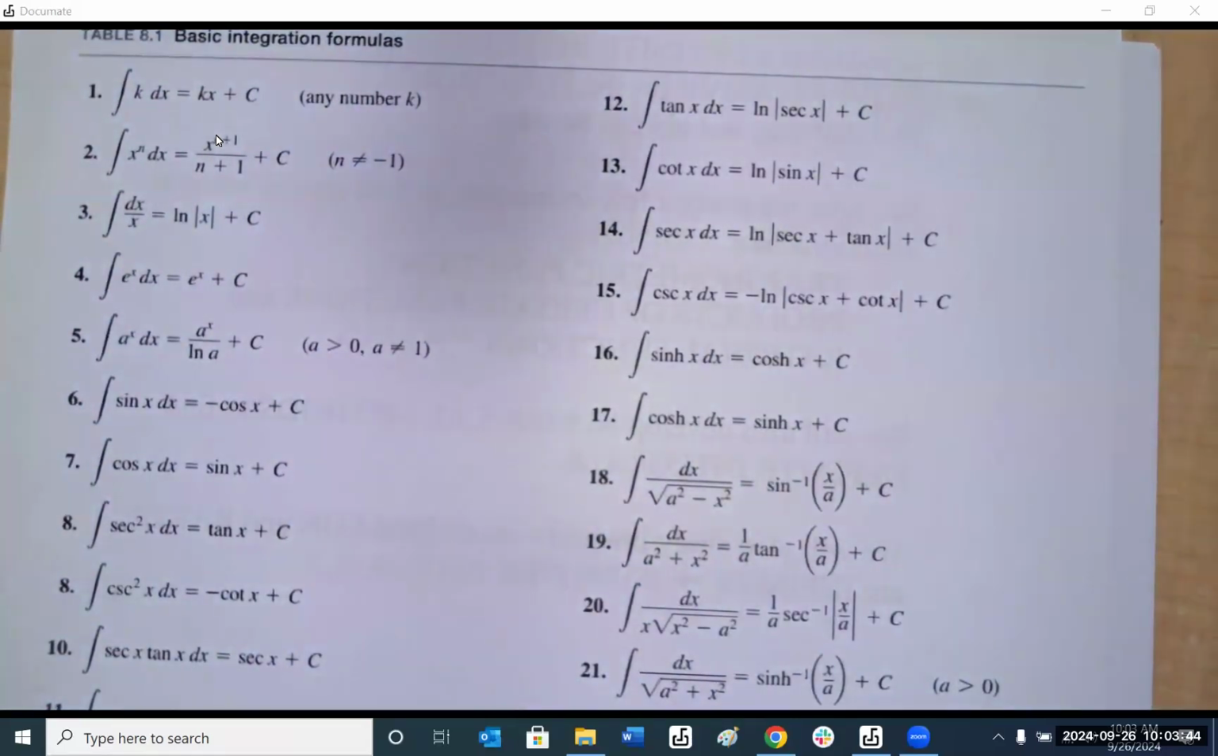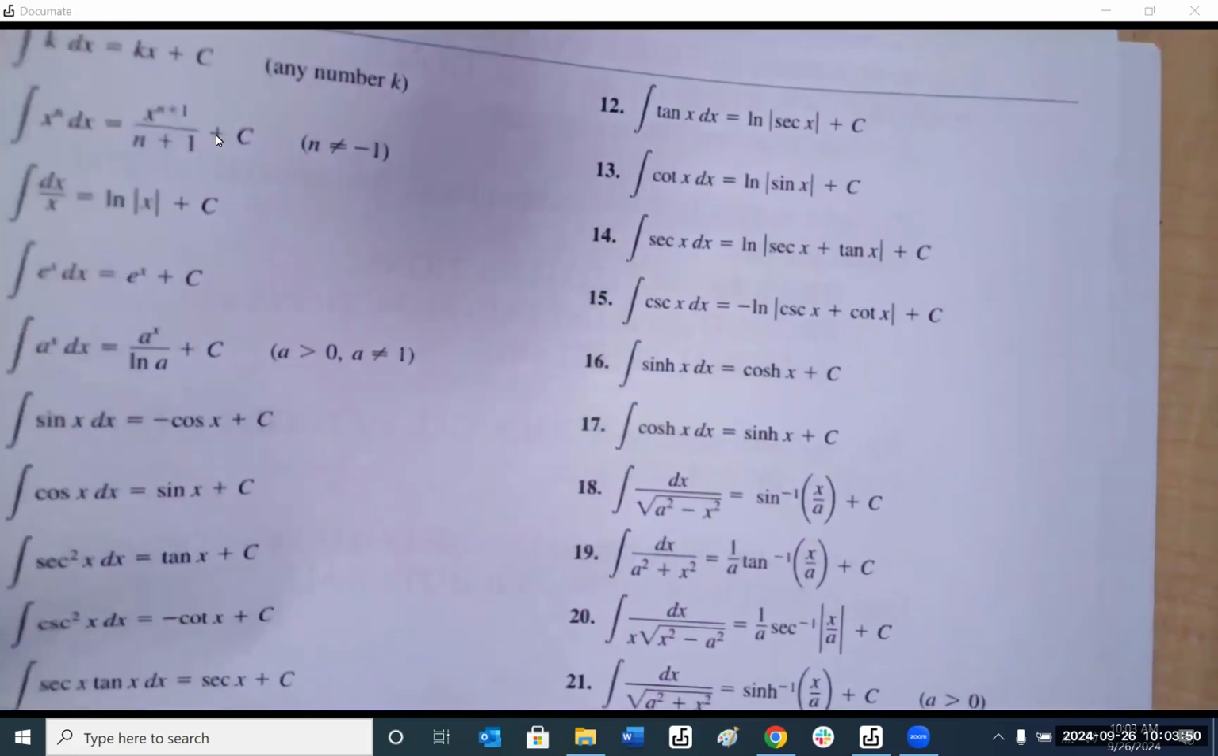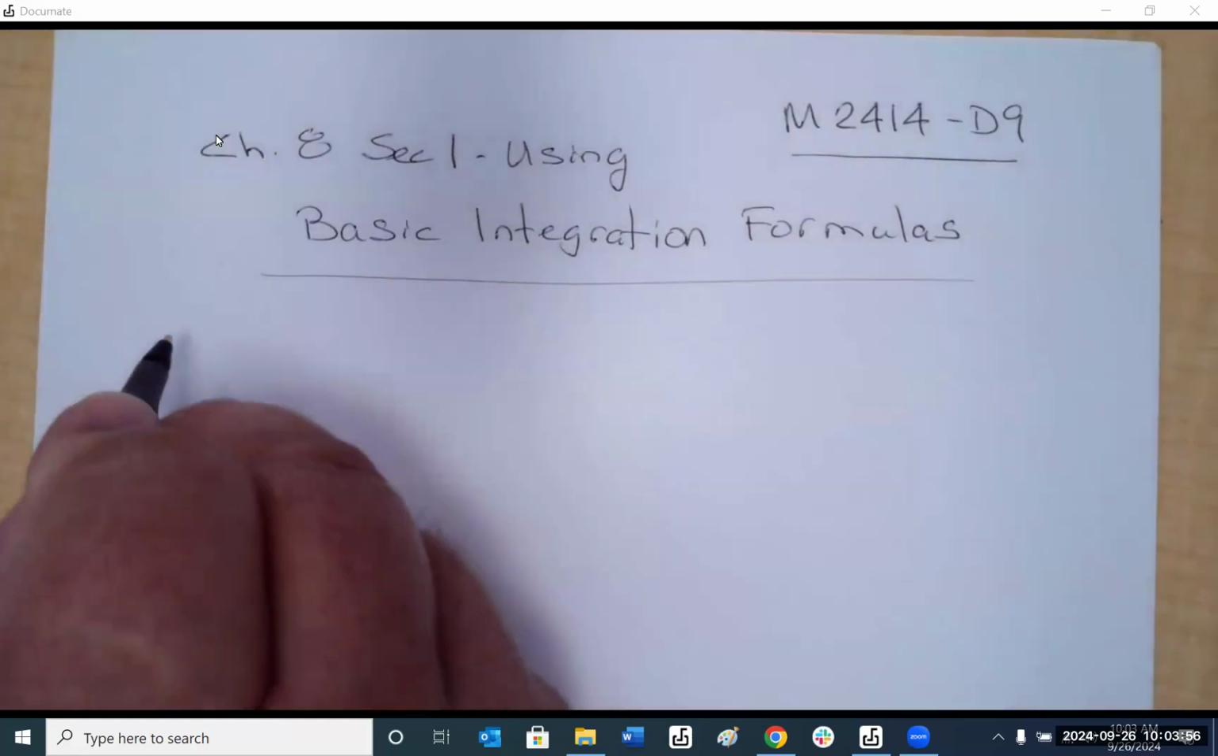I mean, the inverse with the integral. Of course, this is for indefinite integrals. For definite integrals, you just have bounds we put it in. Let's look at example 1.